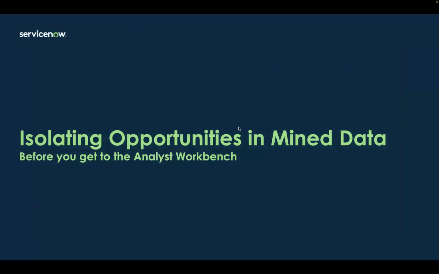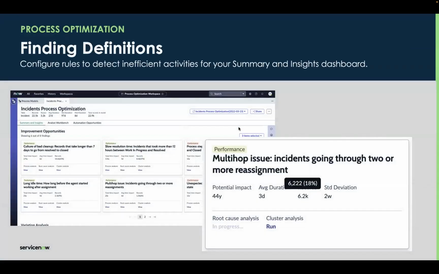Whoops, going the wrong direction. There we go. So first and foremost, we have one of my favorites. We've got our finding definitions or insight cards that come with the content packs for each of the workflows, or you've got the ability to create these insight cards on your own for common inefficiencies that are unique to your organization. Now, we've got a whole Academy session dedicated to these finding definitions or insight cards and how valuable they are, so we're just going to touch on them briefly here today.